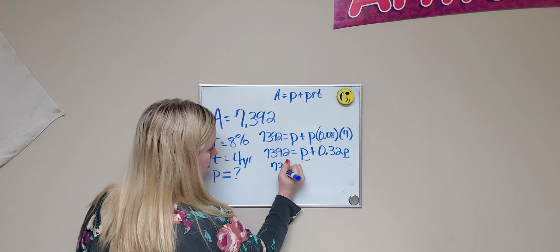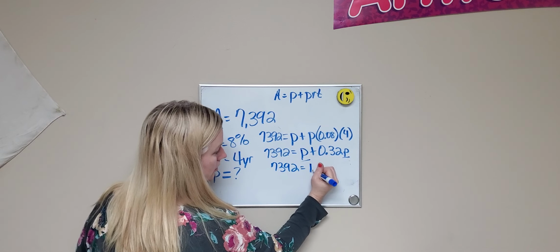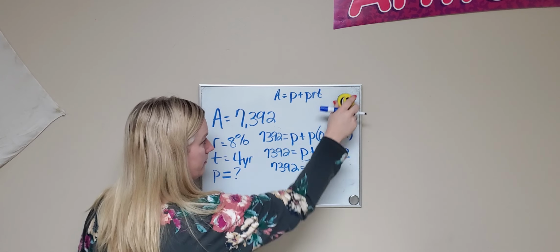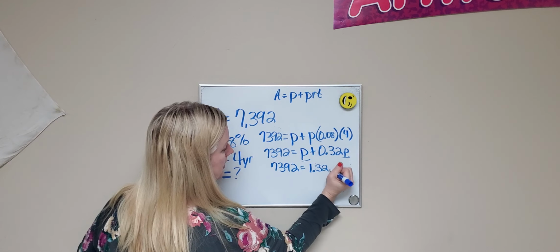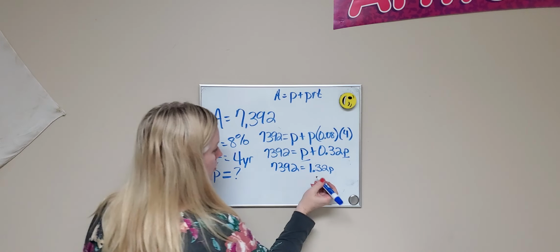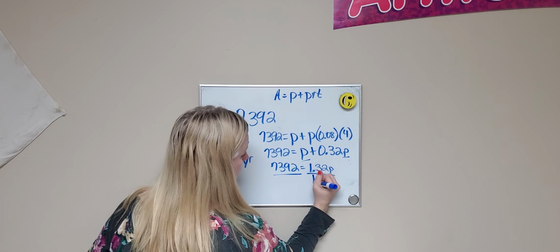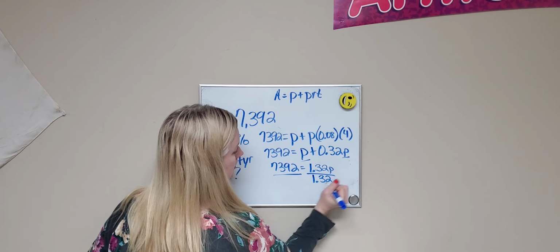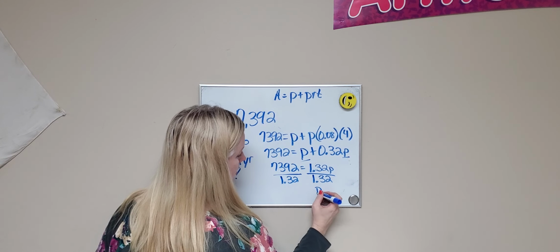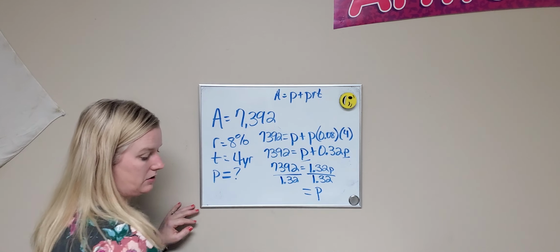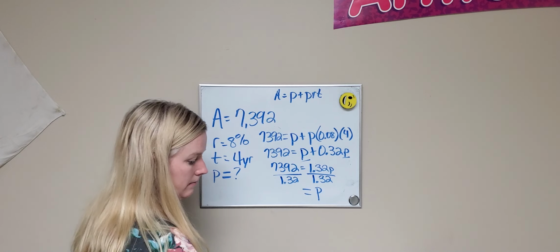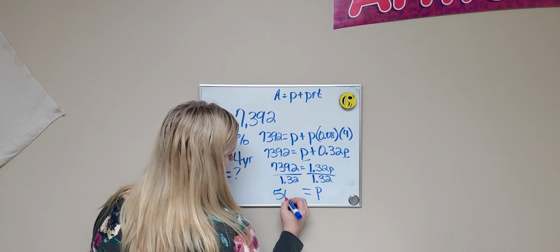So I have 7,392 equals 1.03. Oh, I did it again. 1.32 P. And then from here, I'm going to divide both sides by the 1.32. And P equals 7392 divided by 1.32. It's going to give me 56.